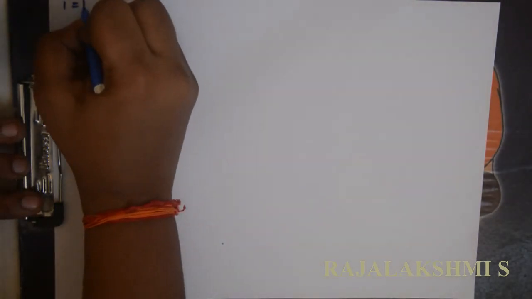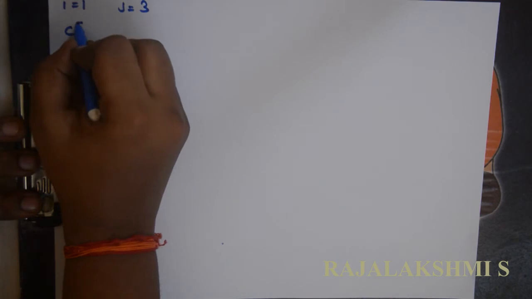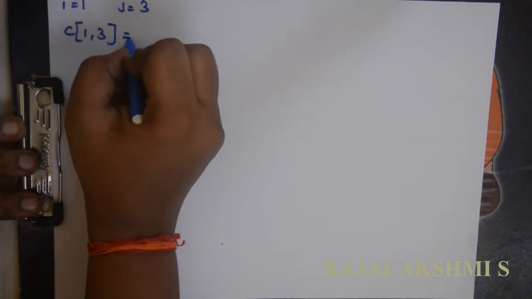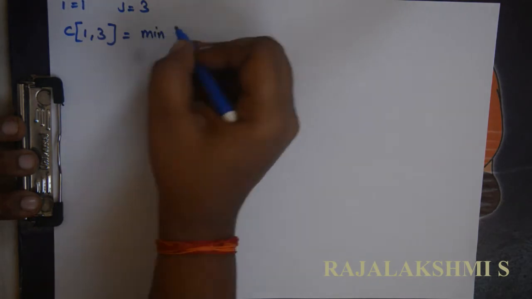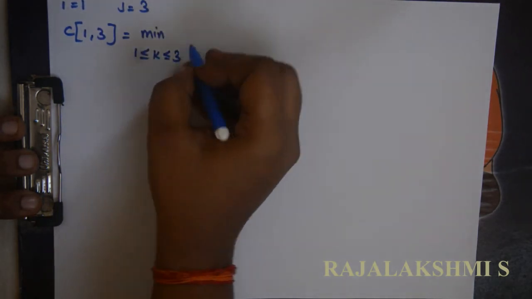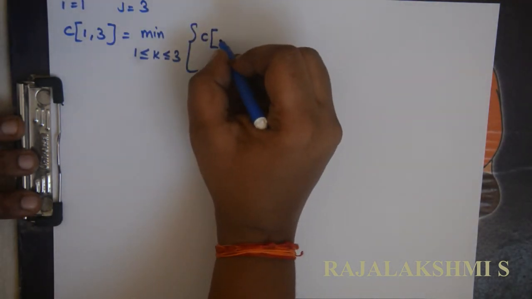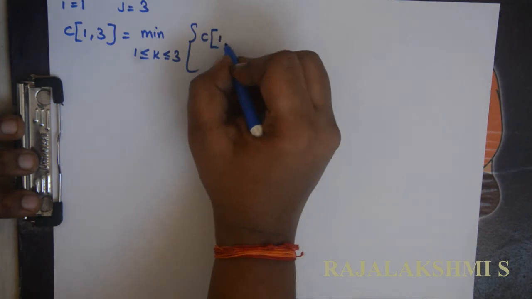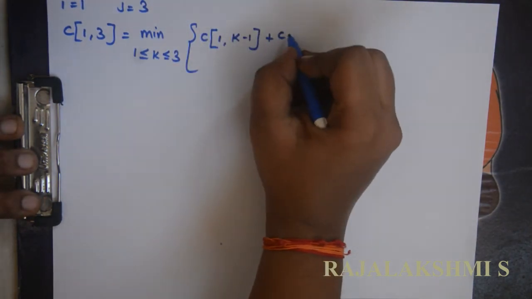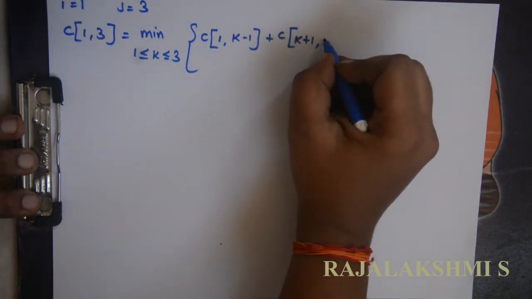I is equal to 1 and j is equal to 3. C of I comma j, so it is C of 1 comma 3, is equal to minimum over 1 less than or equal to k less than or equal to 3 of C of I comma k minus 1, what is I? I is 1, C of 1 comma k minus 1, plus C of k plus 1 comma j. J is 3.